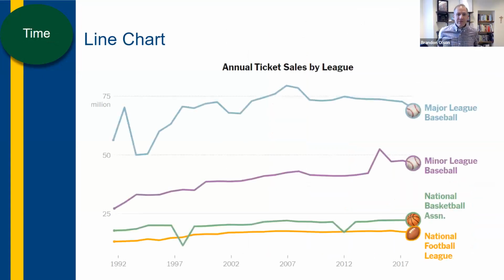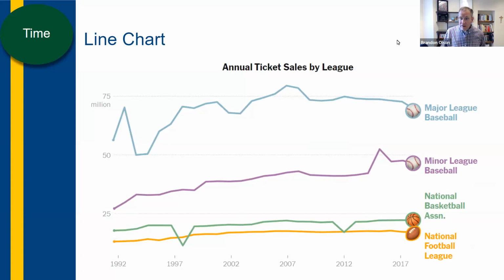All right, now if we're looking at data, a variable over time, so a time series, we're really looking at a line chart, and that's an effective way to look at data over time. In this case, we're looking at multiple categories of data over time. So we have a multiple line chart. So we can see the annual ticket sales by Major League Baseball, Minor League Baseball, National Basketball Association, and National Football League. And we're seeing those over time.